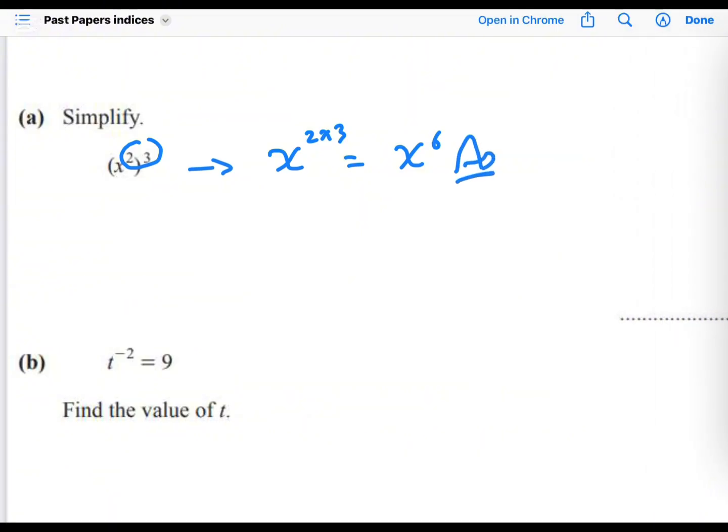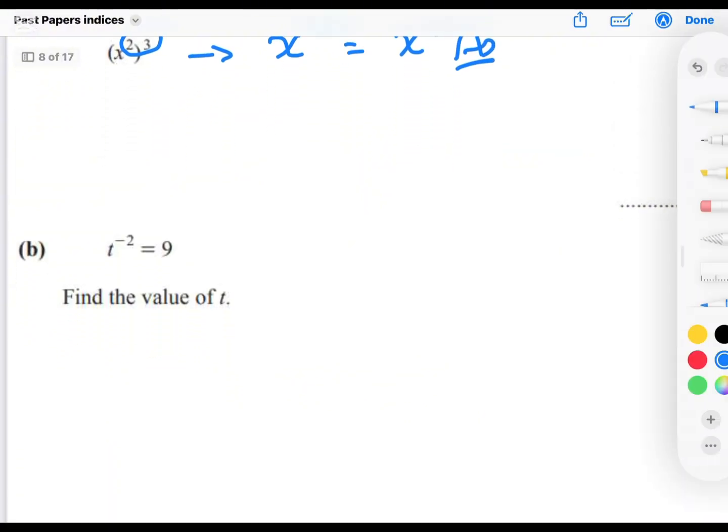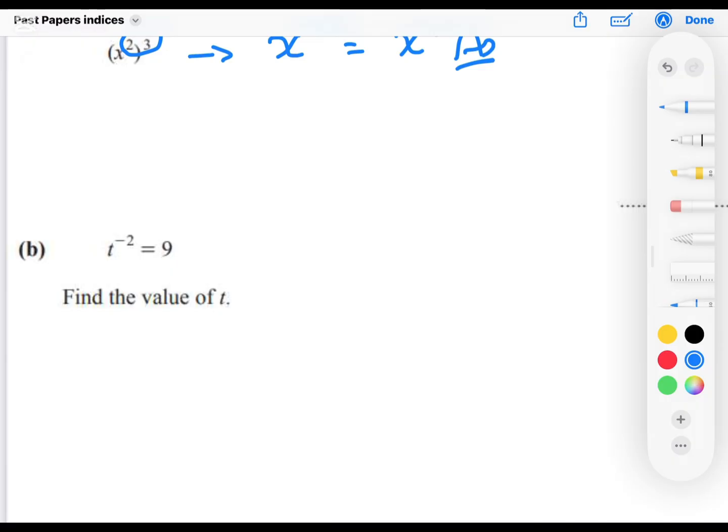Now the next part we need to find the value of t, and you can see that t raised to the power negative 2 is equal to 9. So first I need to make t positive, so I have to reciprocal it. So I reciprocal it. Now I need to find out the value of t, and t is written in the denominator. Remember that if you are finding the value of any variable, it must be written in the numerator. So I have to move this t to this side and 9 to this side. So this will become 1 upon 9 is equal to t square.